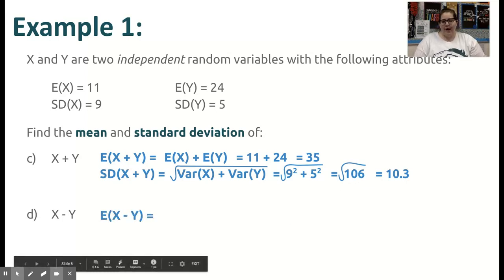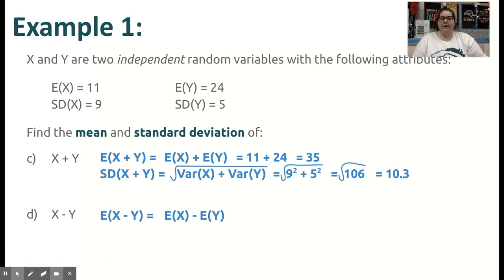For x minus y, again, expected value always does what we expect it to. So I'm just going to do the mean of x minus the mean of y. So 11 minus 24, which is negative 13. Yes, I can get a negative number for a mean because I'm talking about the difference between two variables. If y has a bigger mean than x, when I subtract them, that difference is going to be negative. Right? So you can get a negative number for a mean. That is okay. Standard deviation of x minus y. Again, I can't just add or subtract standard deviations. I have to deal with variances.